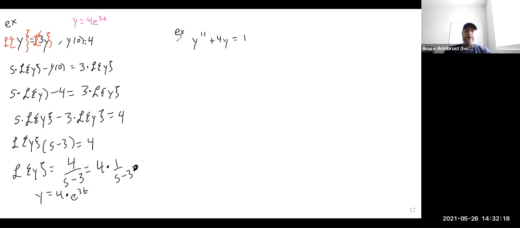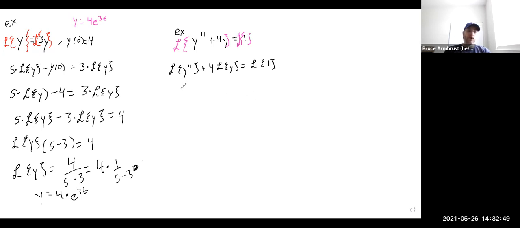So we're going to do the same thing. We're going to take a Laplace transform of both sides. Since it's a one-to-one linear transformation, this definitely works. So now we need the Laplace transforms of these different pieces, right? So we're going to have a Laplace transform of y double prime plus 4 Laplace transforms of y is going to equal the Laplace transform of 1.